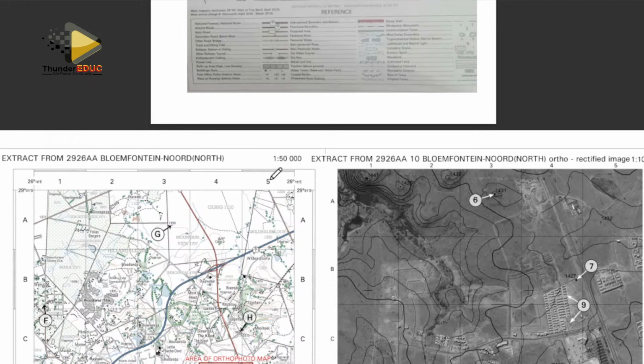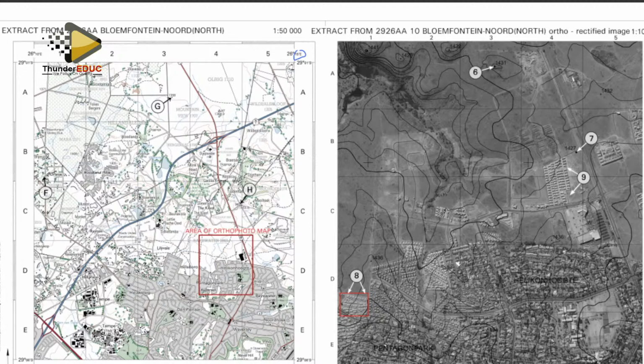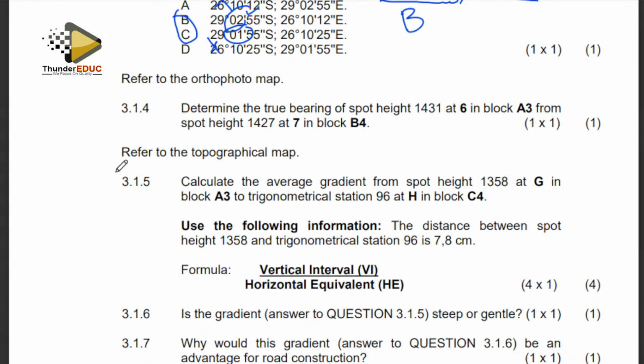You see, if you use the elimination method, you won't even stress too much. You just look for the right answer like that. So refer to the orthophoto map. We come here, we look at the map. Orthophoto map is where? Is here. Okay, so we are going to refer to this. Which question? Let's quickly go to the question. Refer to the orthophoto map.